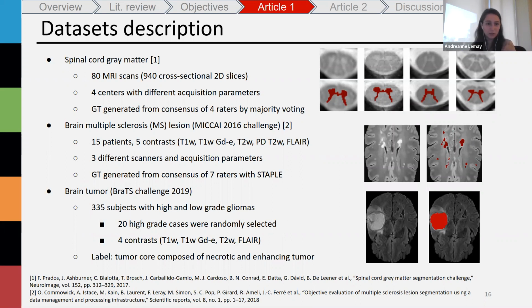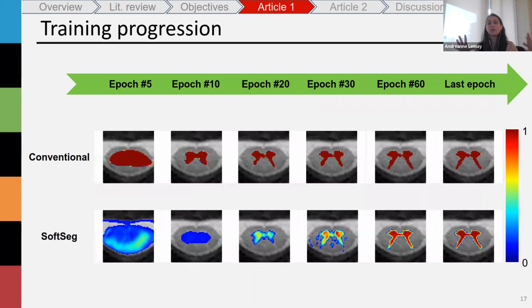So first of all, when we look at the training progression, what we can see is that even very early on in the training process, the conventional model outputs very overconfident predictions. So the prediction is pretty coarse, but most of the values are near 1. That could indicate a high level of confidence.